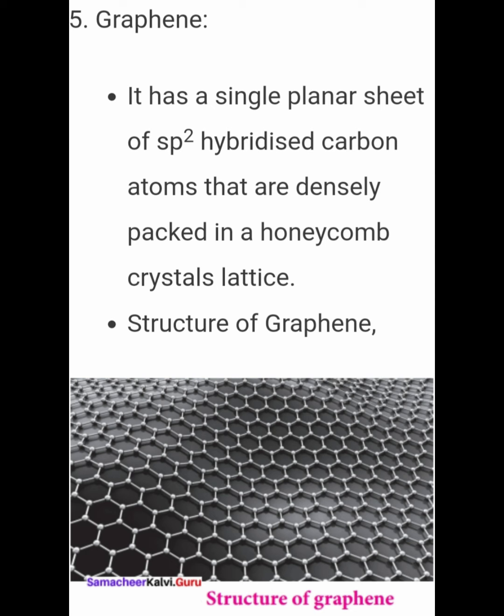So here the hybridization is sp2 and it looks like a plain sheet, a planar sheet, densely packed in a honeycomb crystal lattice. So this is called graphene. Graphene, an allotropic form of carbon, is a single planar sheet, hybridization is sp2, and it is densely packed in a honeycomb crystal lattice.